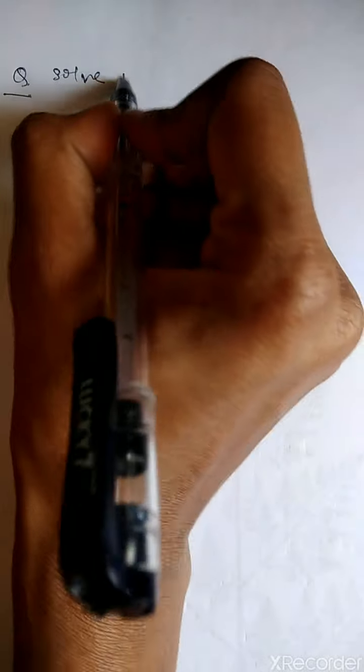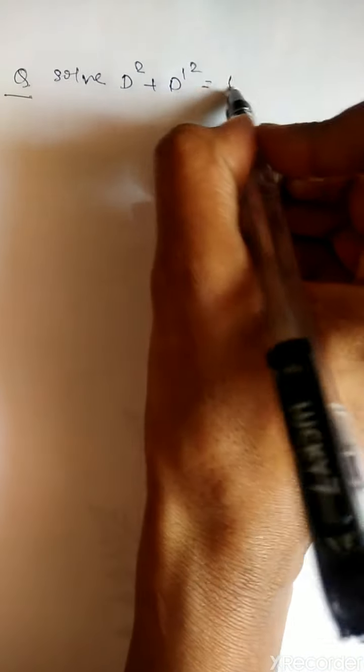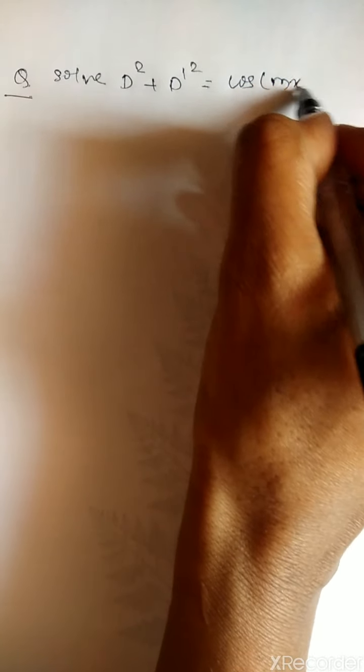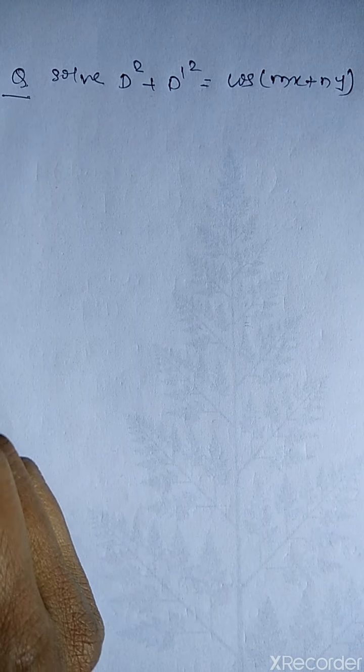Now, in particular integral, today we discuss the second problem. Earlier we have seen the exponential function, and today we will discuss the trigonometrical functions. So our question is, solve D² + D'² = cos(mx + ny). Okay, so how can we solve this type of problem?